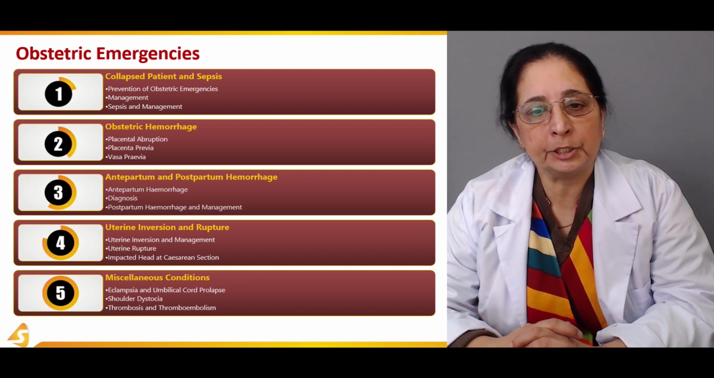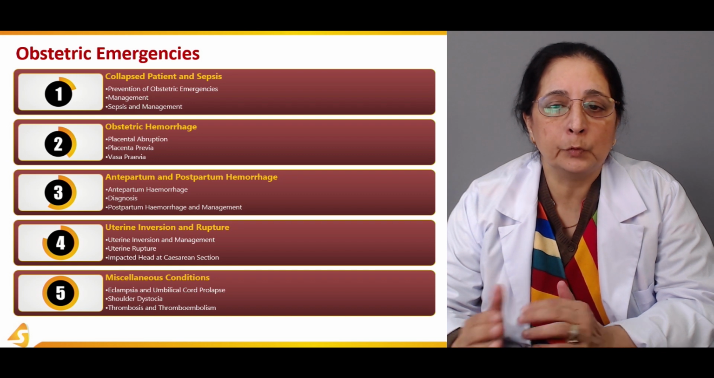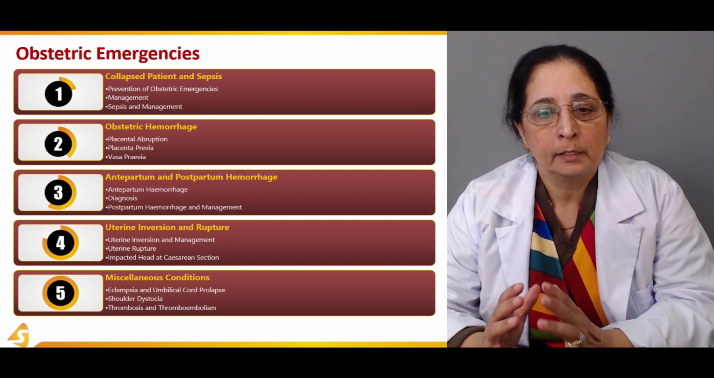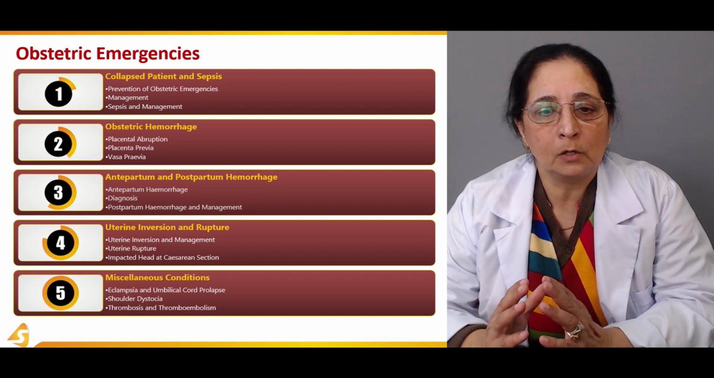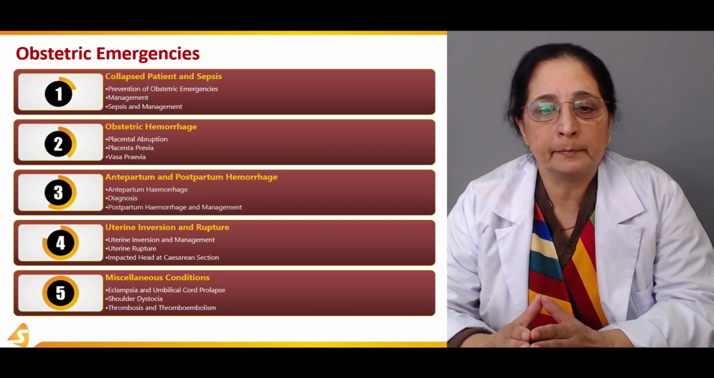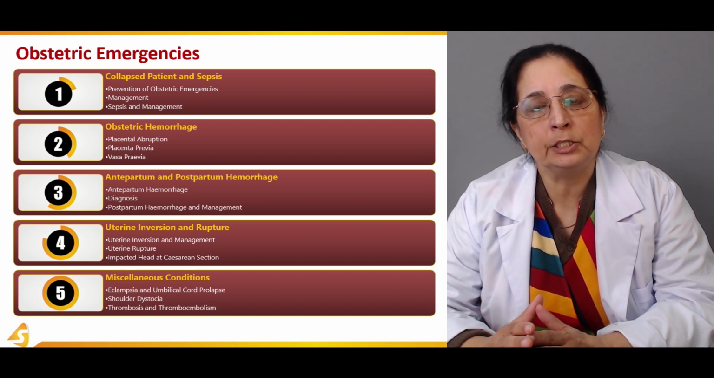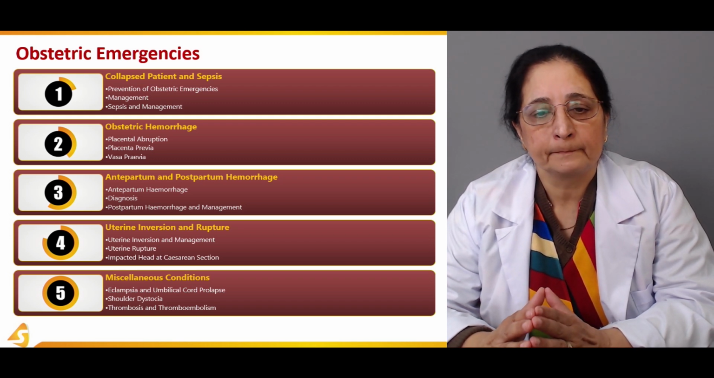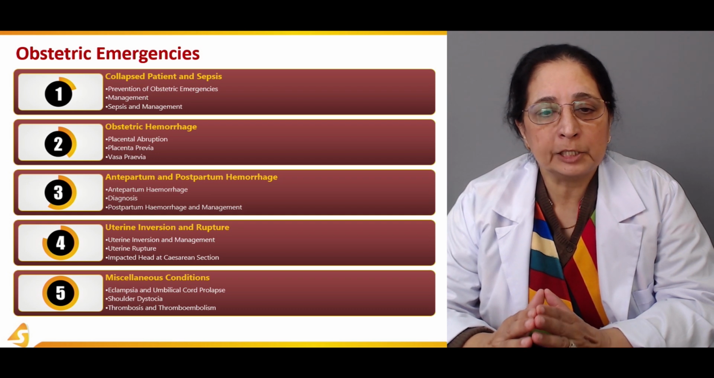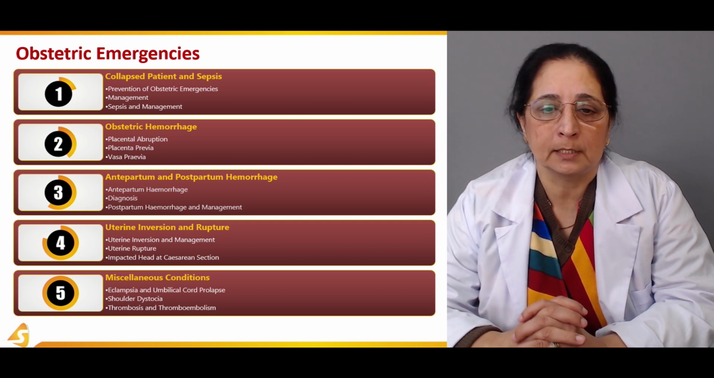Then in the third section, we will talk about the antepartum and postpartum hemorrhage, and what are the causes of antepartum hemorrhage and postpartum hemorrhage, and how we can diagnose and manage these 2 problems. Then in the fourth section, we will discuss uterine inversion and the rupture of the uterus.